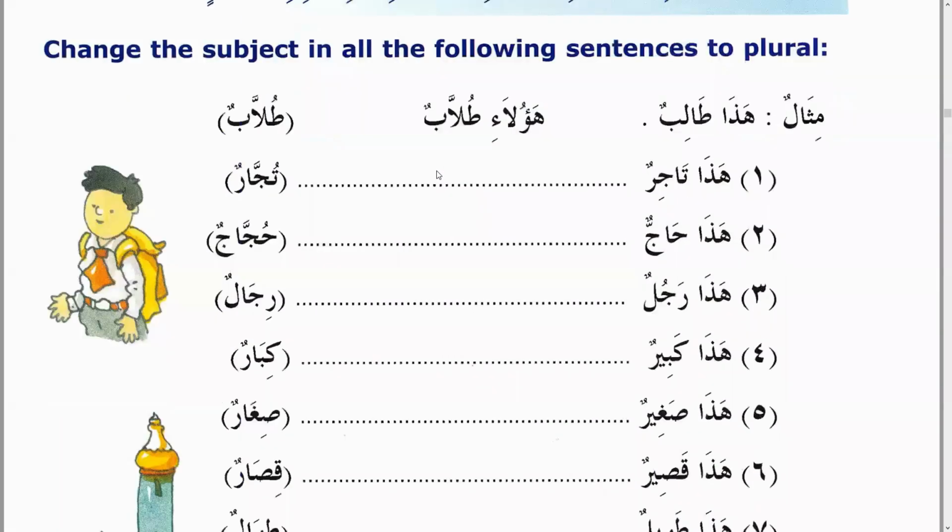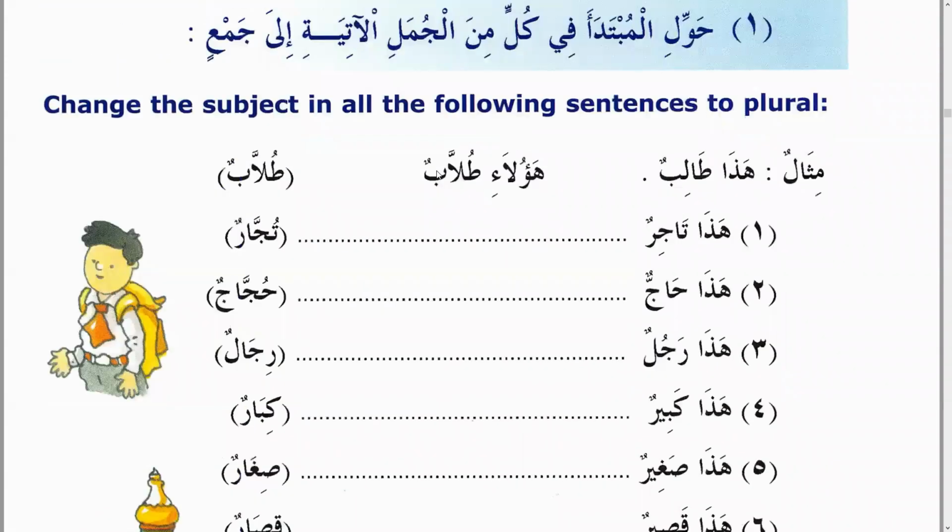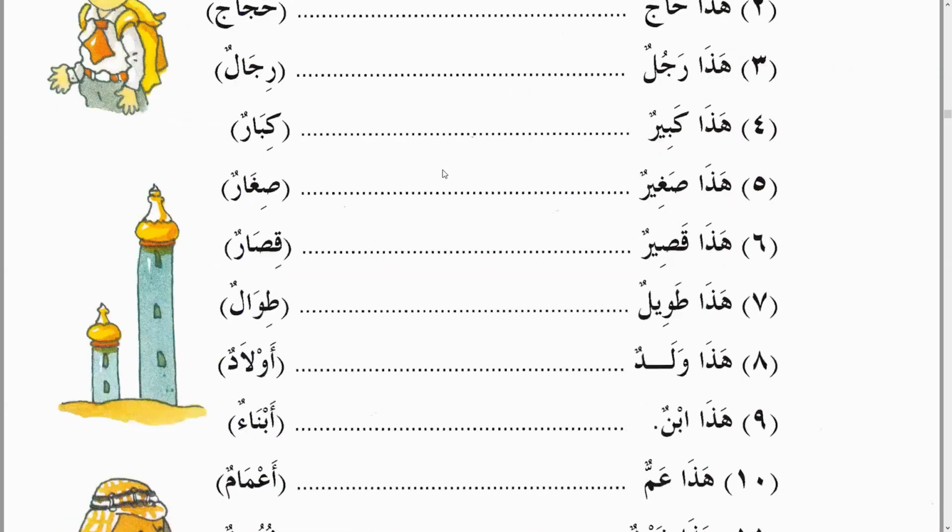Right? So for example, the first one is mithalun hadha talibun, haulai tullabun. So in hadha the plural is haulai, talib the plural is tullab, and they've given the plurals in the brackets, right? So very easy. So let's do this exercise.